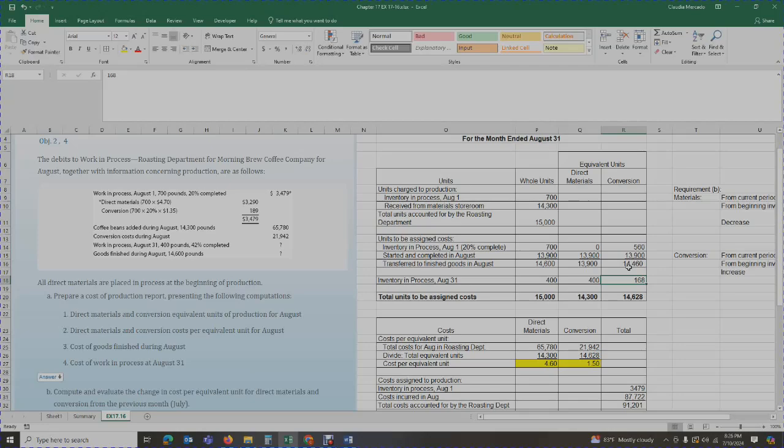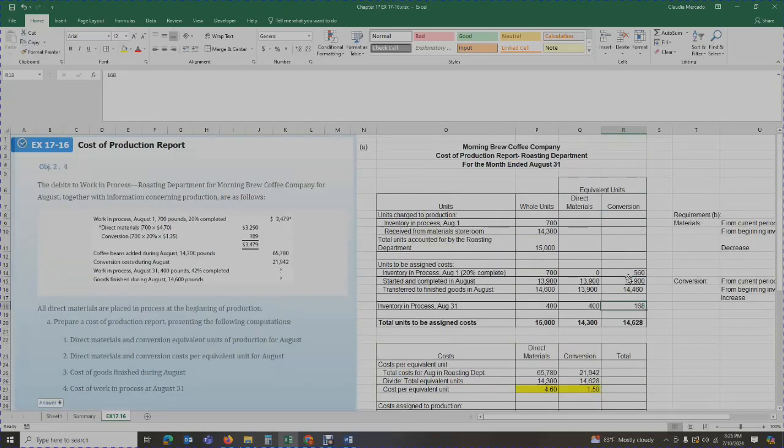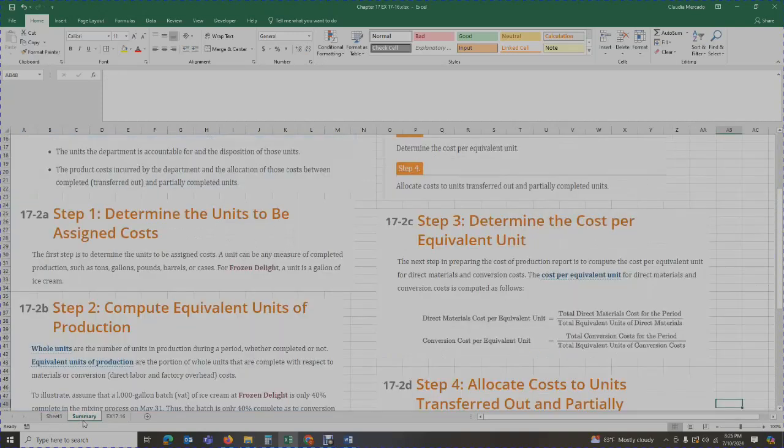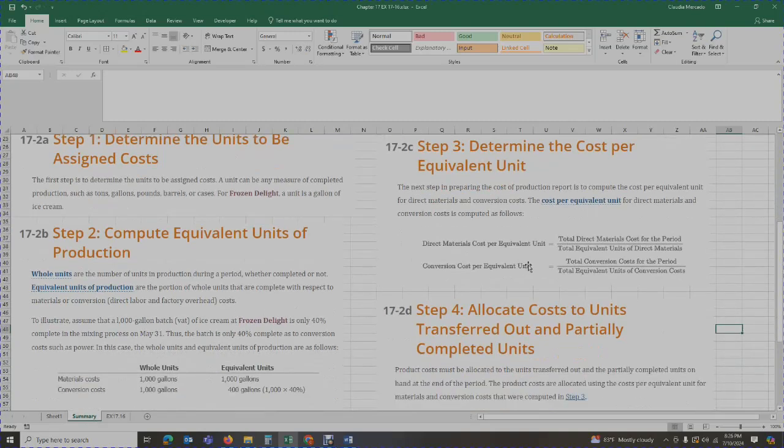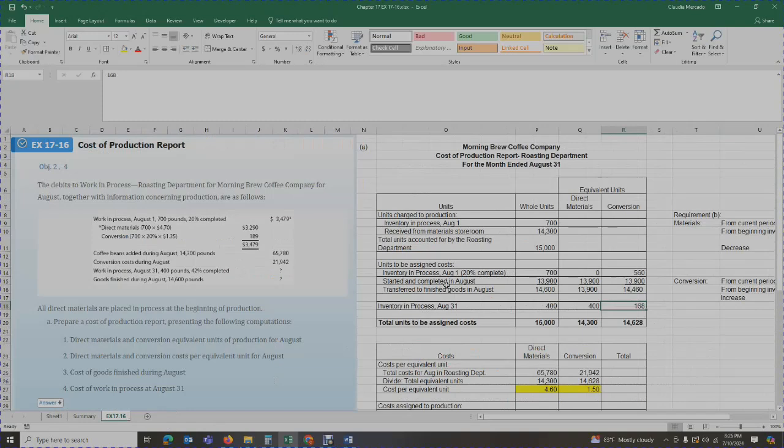Okay, so I hope this video helps you out. It has a lot of information. The chapter has a lot of information, a lot of examples, a lot of calculations. Please make sure that you do read all of the chapter before you attempt any of your problems.